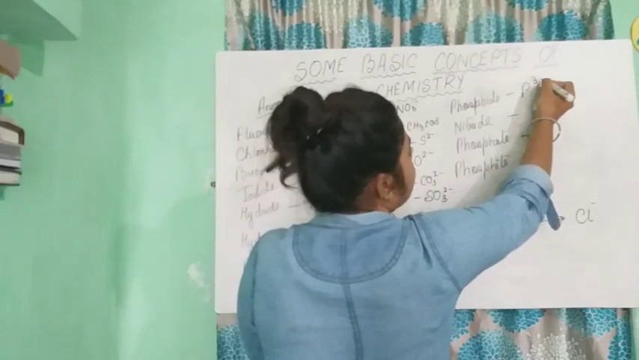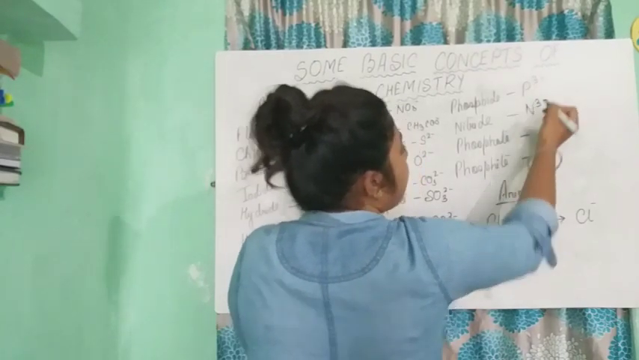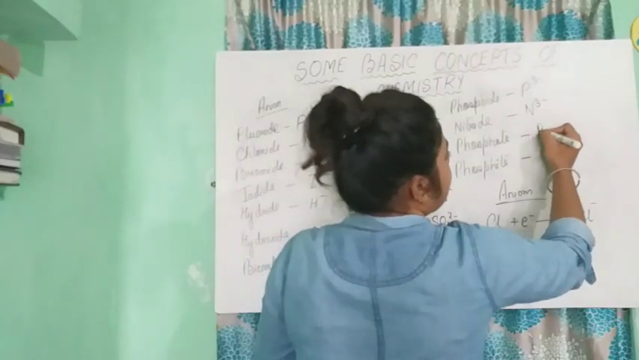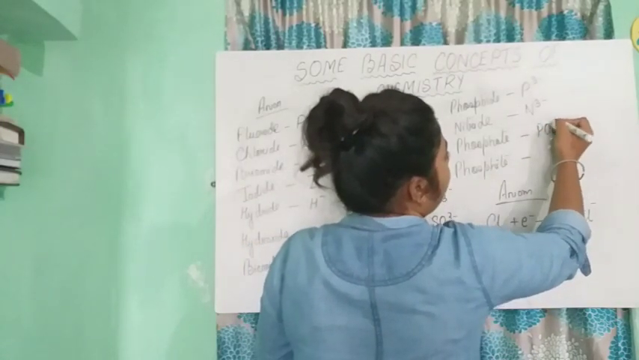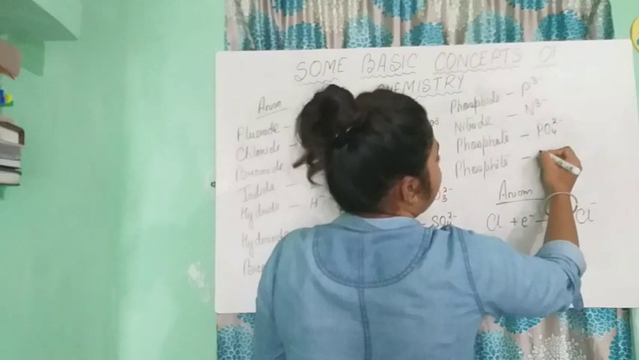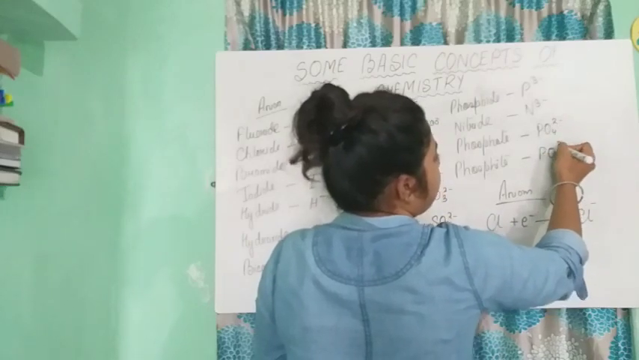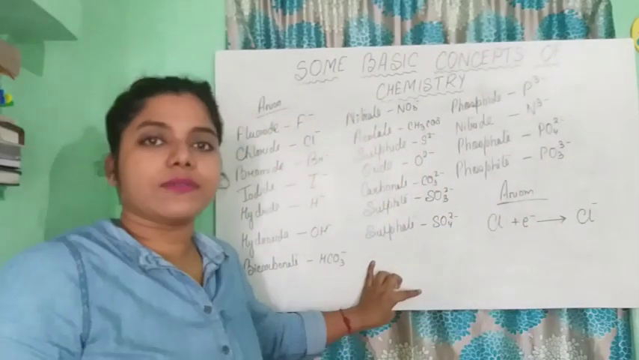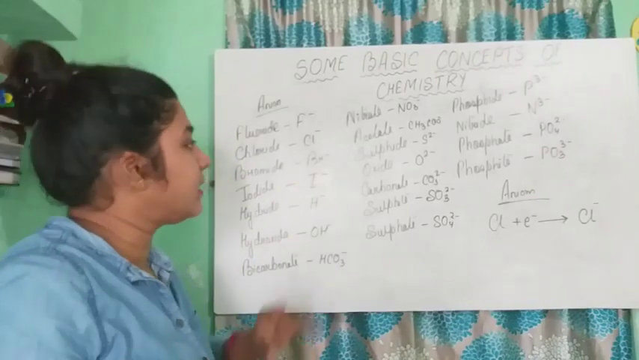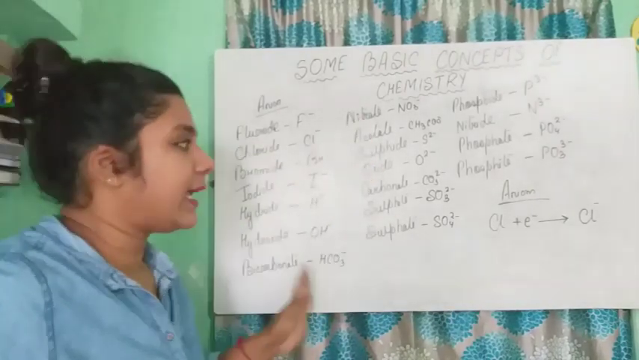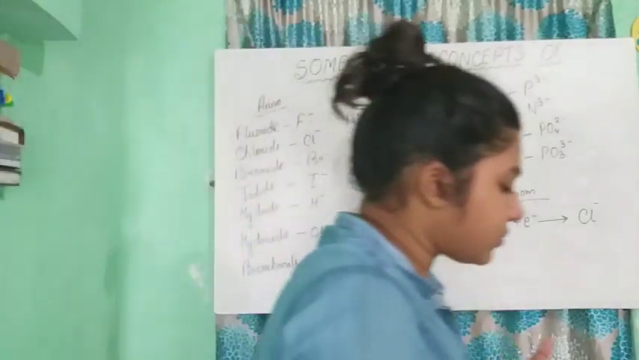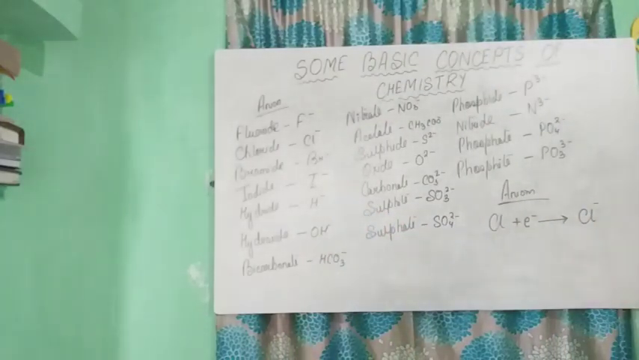Phosphide is P3 minus. Nitride is N3 minus. Phosphate is PO4 3 minus and phosphite is PO3 3 minus. So these are the names of some of the anions, and their charges are written here. Again I will tell you, please take a screenshot. I'll move out from in front of the board, and you take a screenshot of this. You need to remember this. Note it down in your notebook properly.